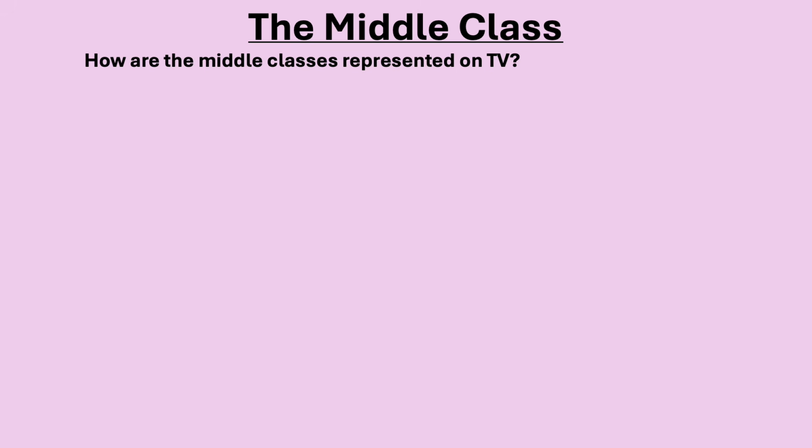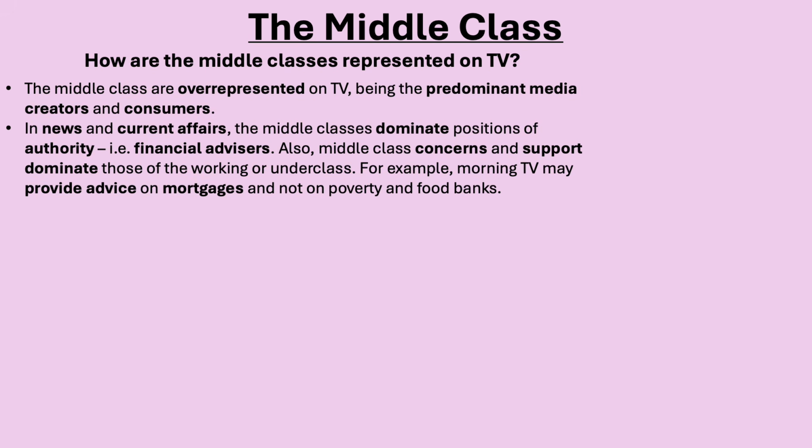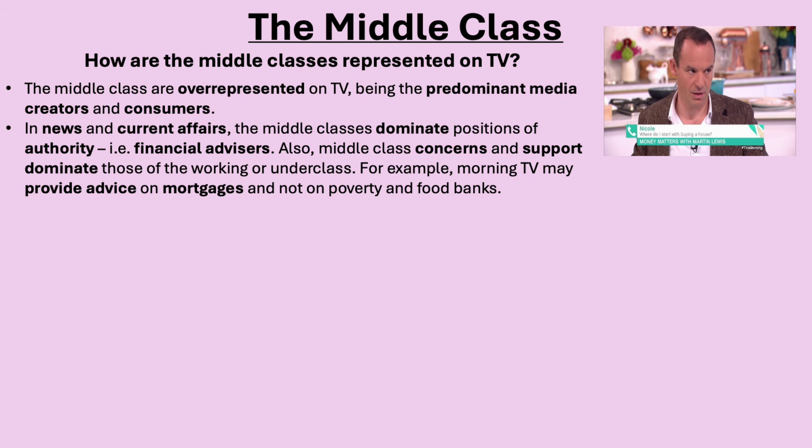Next, we have the middle class. So, how are middle classes represented on TV? The middle classes are overrepresented on TV, being the predominant media creators and consumers. In news and current affairs, the middle classes dominate positions of authority such as financial advisors. Also, middle class concerns and support dominate those of the working class or underclass. For example, morning TV may provide advice on mortgages, but not on poverty and food banks.